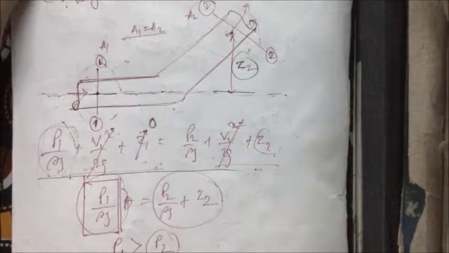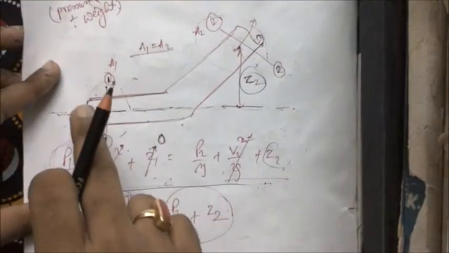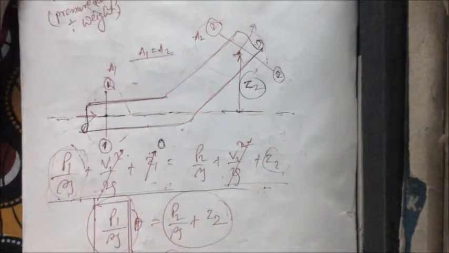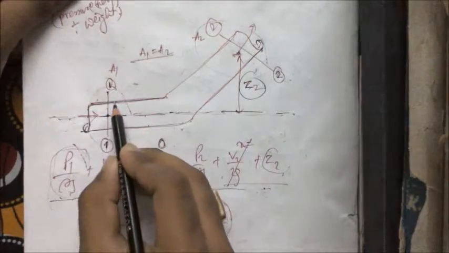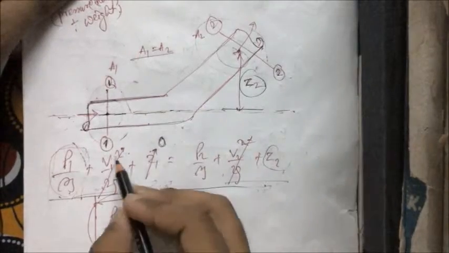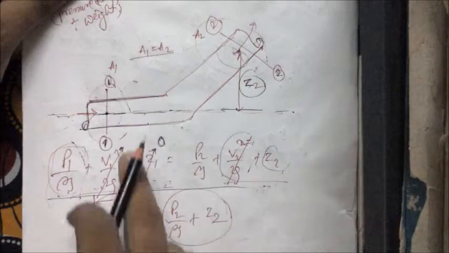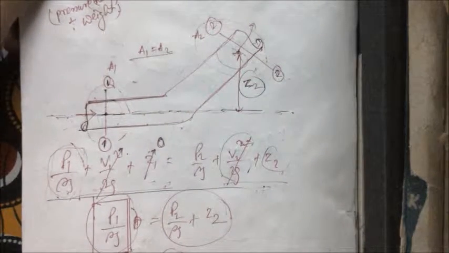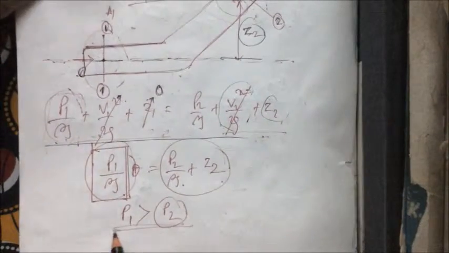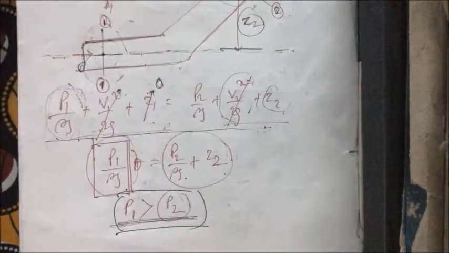Of course it is not 0, but try to understand that the cross sectional area does not change. Here the cross sectional area at 1 is equal to the cross sectional area at 2. So V1 square by 2g is actually equal to V2 square by 2g. So both cancel off. So what am I getting? P1 by rho g equals P2 by rho g plus Z2. So definitely I'm getting that P1 is greater than P2.